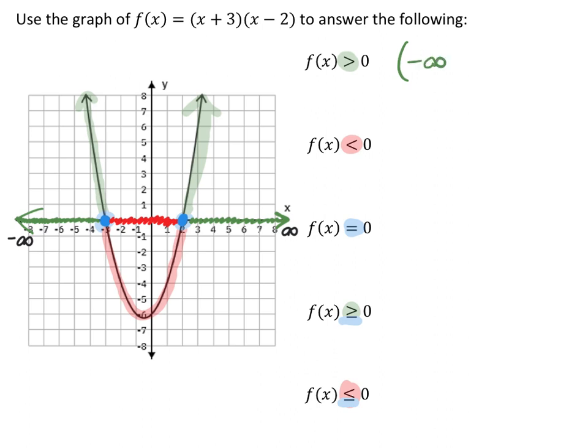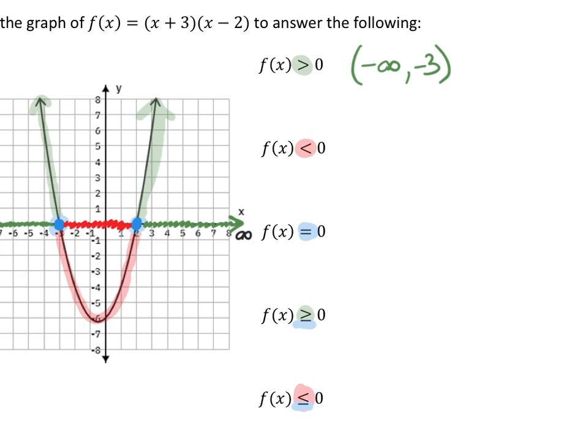Okay, when does it stop being green? Oh, wait, doesn't it stop right here? What number is that? -3. It stops being green at -3 because -3 is a blue dot. Okay, so I'm going to say this goes from negative infinity to -3 and then it stops. Does it get green again? Starting at what number? 2. So we're going to say also there is an interval from 2 all the way to what number? Infinity, where it is also green.